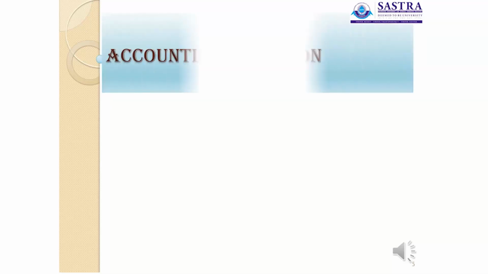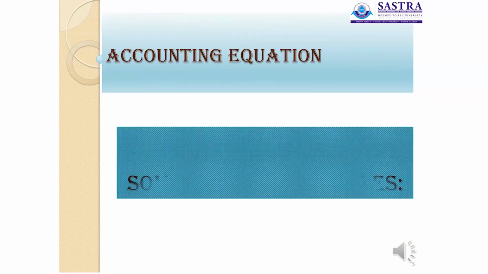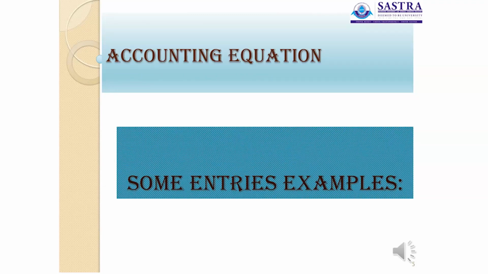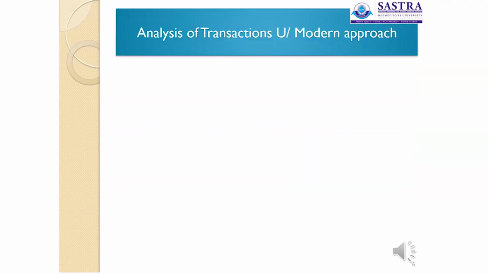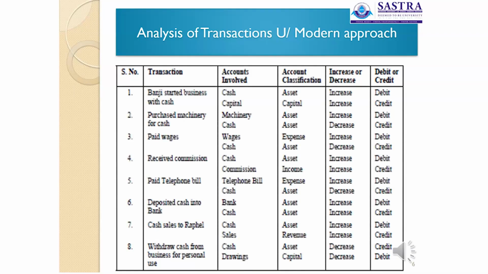Now let us see some of the problems in the accounting equation, how the transactions are analyzed under the modern approach. Some of the transactions here: the first one is Banji started business with cash.